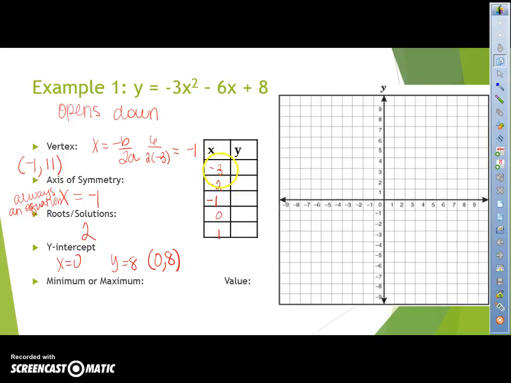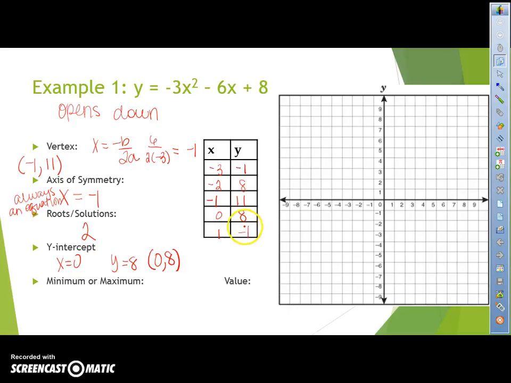So if we plug in negative 3, our y value is negative 1. Plug in negative 2, and we get 8. Negative 1, and it was 11. That was our vertex. 0 and 8. That was our y-intercept. And then 1 and negative 1. You should notice that this forms a pattern around the axis of symmetry that's going to create that parabola shape.